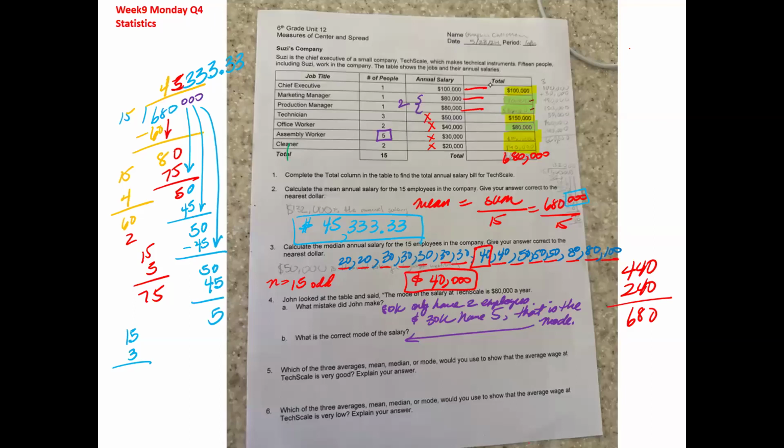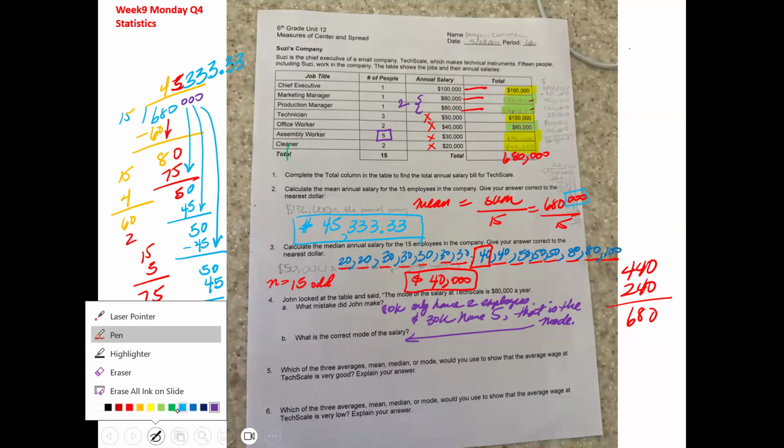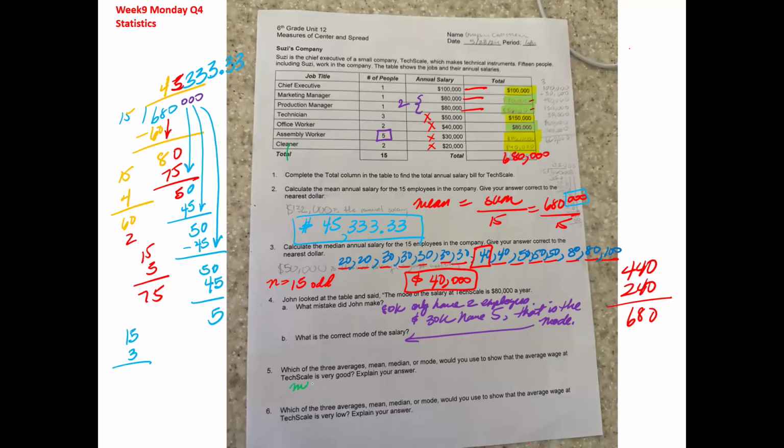Which of the 3 averages, mean, median, or mode, would you use to show that the average wage at textile is very good? Explain your answer. So what was your mean again? My mean was $45,000. Okay, what was your median? $40,000. Which one's your mode? $30,000. 30? Yeah.